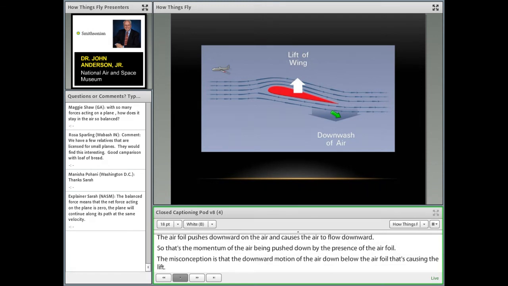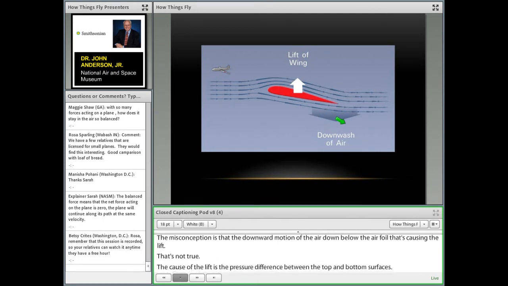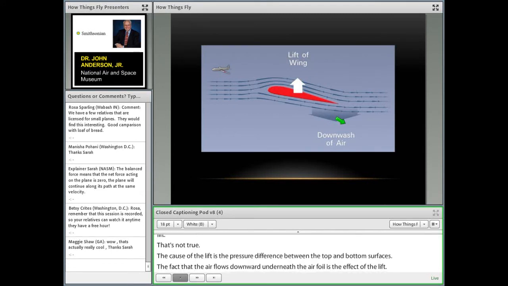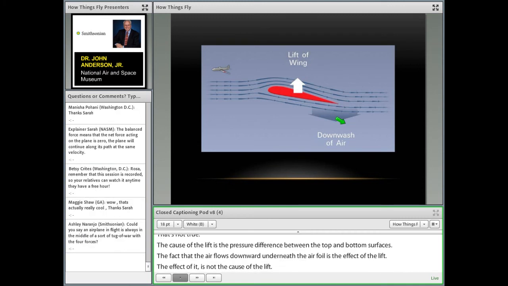And the fact that the air flows downward underneath the airfoil is the effect of the generation of lift. It's kind of an equal and opposite reaction. But it's the effect of it. It's not the cause of the lift. So really we're talking about almost semantics between the meaning of the word cause and the meaning of the word effect.